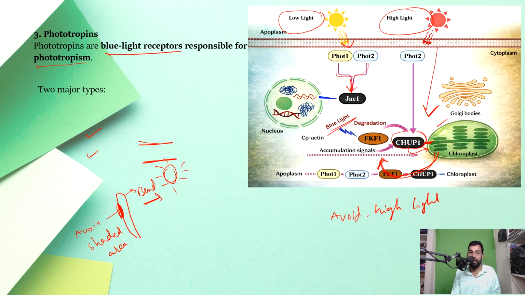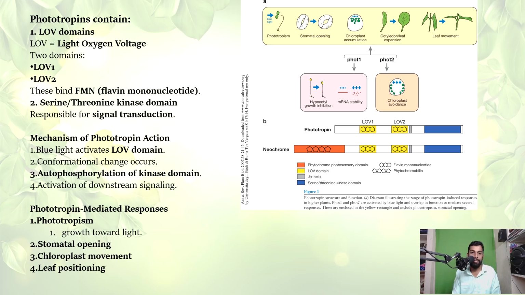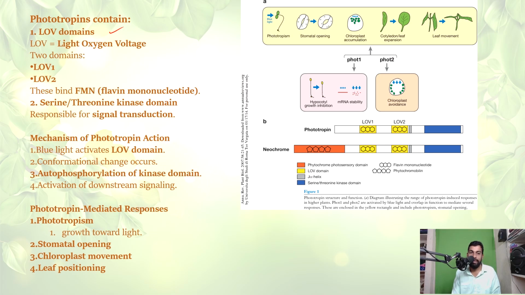Phototropins contain LOV domains. They are LOV1 and LOV2. LOV means light oxygen voltage. These bind FMN. The second domain is the serine threonine kinase domain, responsible for signal transduction.